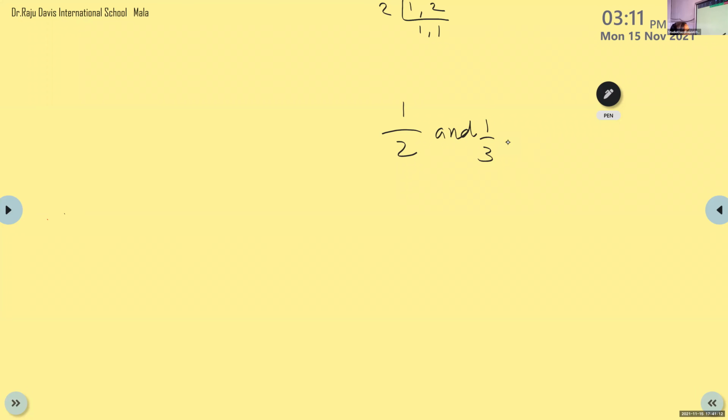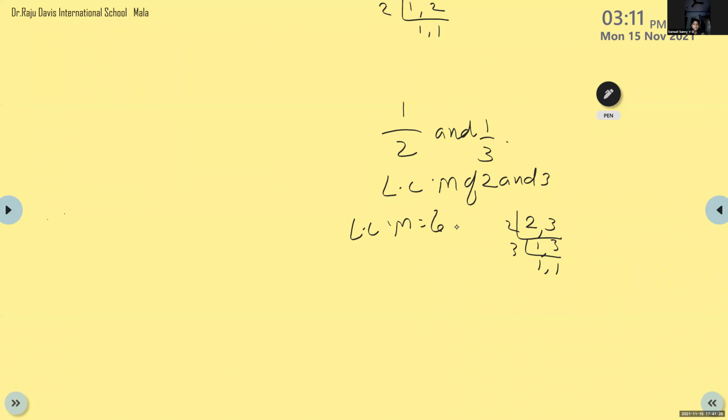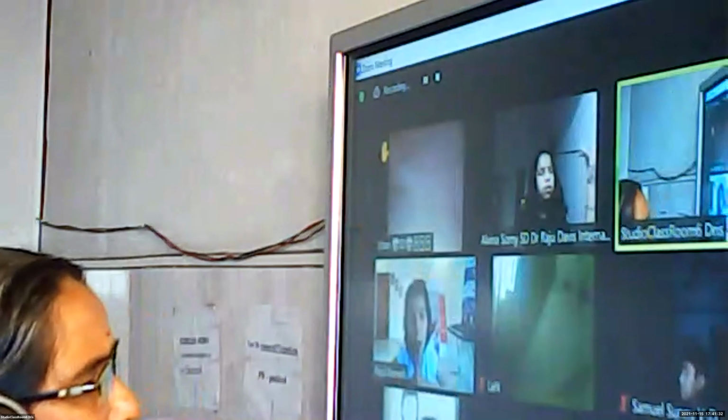So first step, you should find the LCM of 2 and 3. You have to write like this: 2, 1 and 3. Again, you have to divide. What is the LCM of 2 and 3? 6. 6 is the LCM of 2 and 3. First step, all of you understood? Yes.